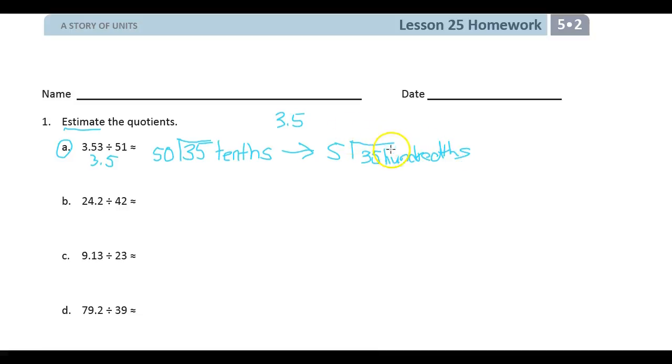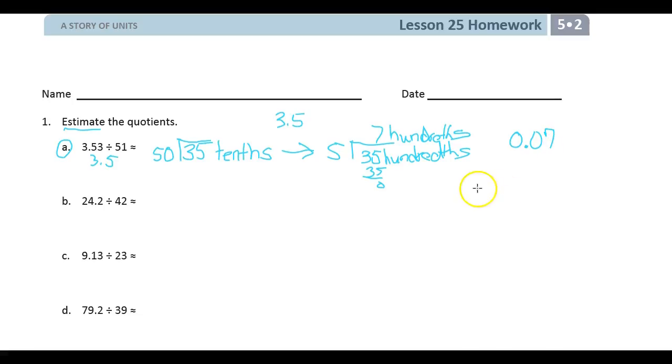And so now if you just look at just this part right here, 5 goes into 35, 7 times. 5 times 7 is 35, nothing left over. And then it's 7 hundredths, H-U-N-D-R-E-D-T-H-S, hundredths. When you write that, there's nothing in the ones place, nothing in the tenths place, and there's a 7 in the hundredths place.